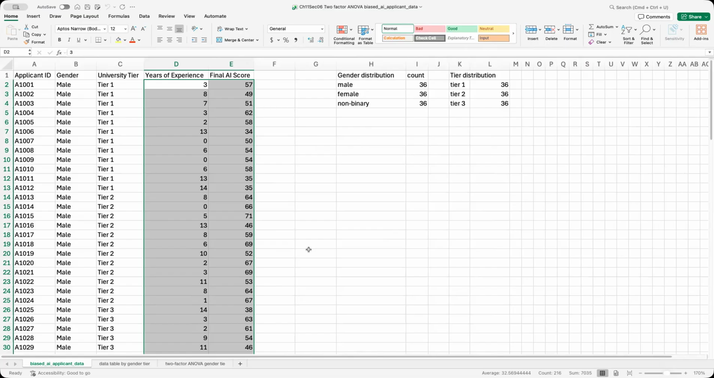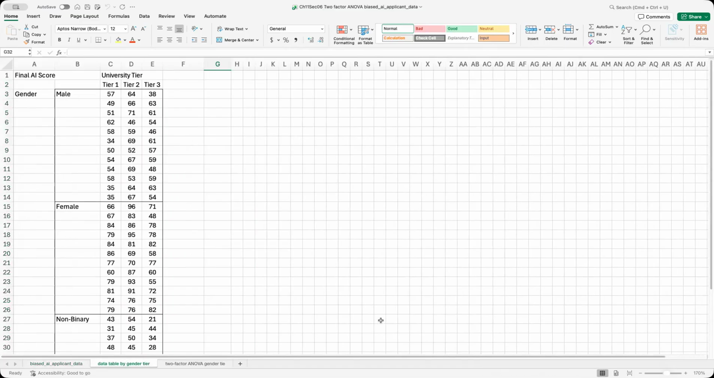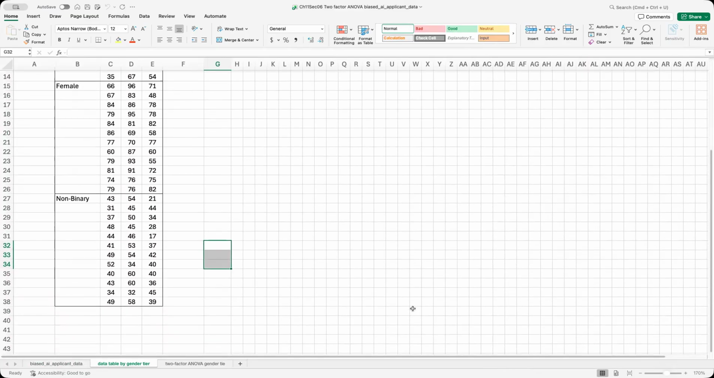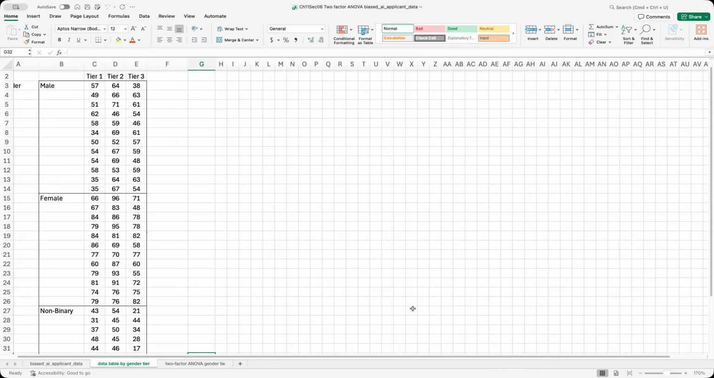I'm going to rearrange this data. 12 male in university tier 1, tier 2, and tier 3. 12 female in tier 1, tier 2, tier 3. 12 non-binary in tier 1, tier 2, tier 3. There's a balanced data set here. This is perfect for me. Rather than saying, let's do separate t-tests against all this stuff, let's do it all at once. Full factorial ANOVA. Two-factor ANOVA with replication.